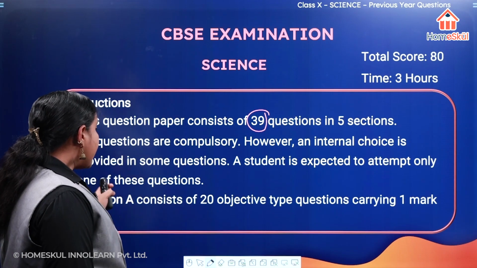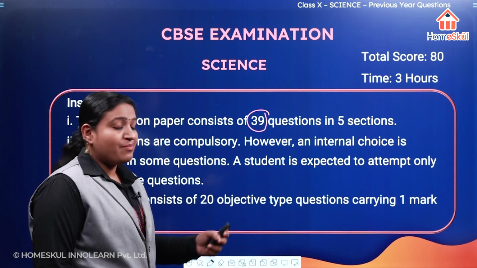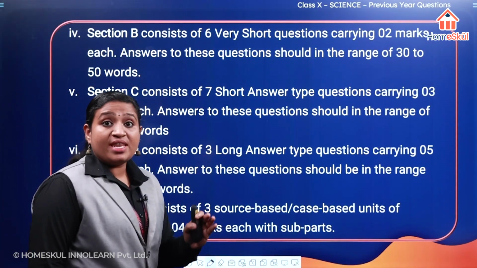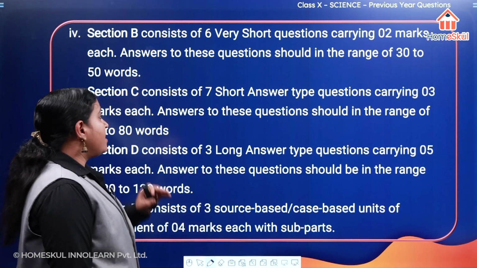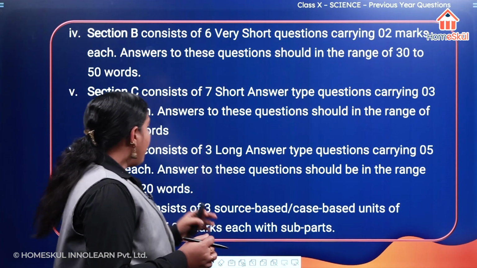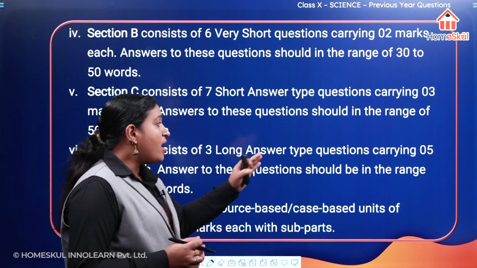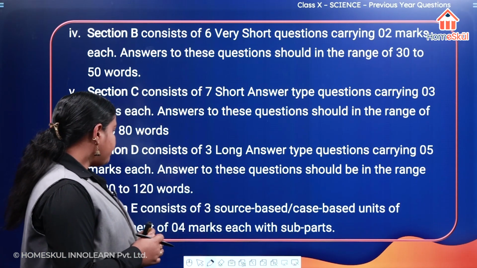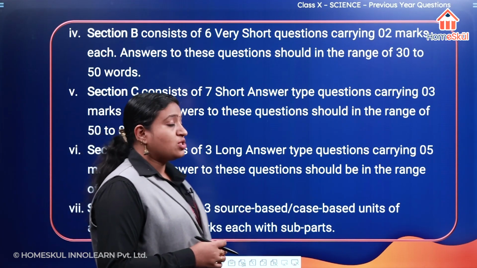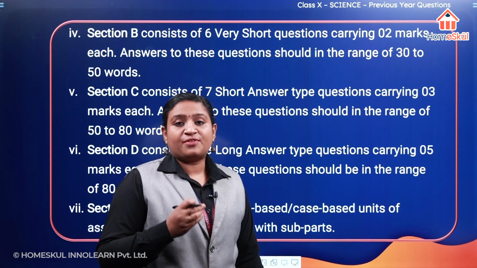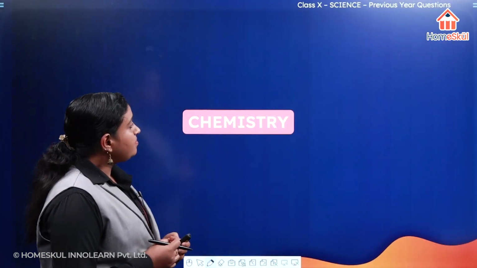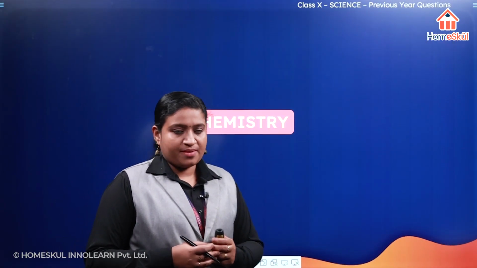Section A consists of 20 objective type questions. Section B consists of 6 very short answer questions. Section C consists of 7 short answer type questions and they carry 3 marks. Section D consists of 3 long answer type questions carrying 5 marks. And the last section, section E, consists of 3 source based or case based questions: one from chemistry, one from biology and one from physics. So let's start with chemistry.